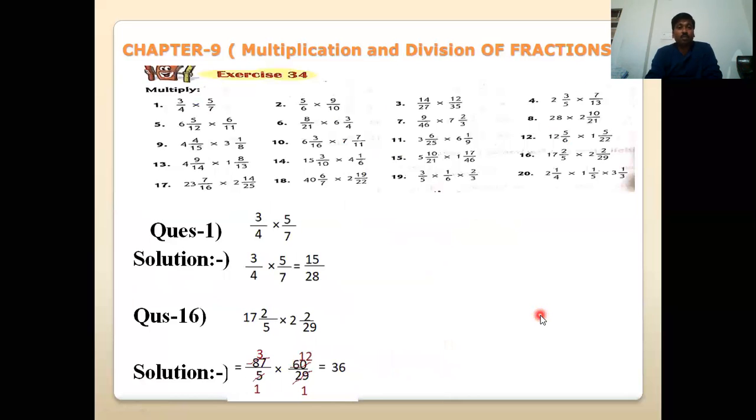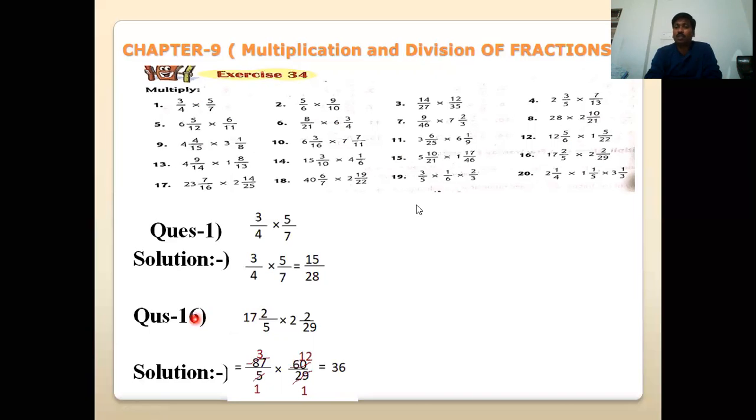Okay. Now let us take the example exercise 34, which is based on the previous rules. Now let us take question number 1, 3 by 4 into 5 by 7. Now these are the two fractions. And now how can we multiply it? We can multiply these two fractions, product of the numerators, 3 into 5 we get 15, and 4 into 7 we get 28, and there are no common factors which can cancel these two numbers. So 15 by 28 will be our answer.